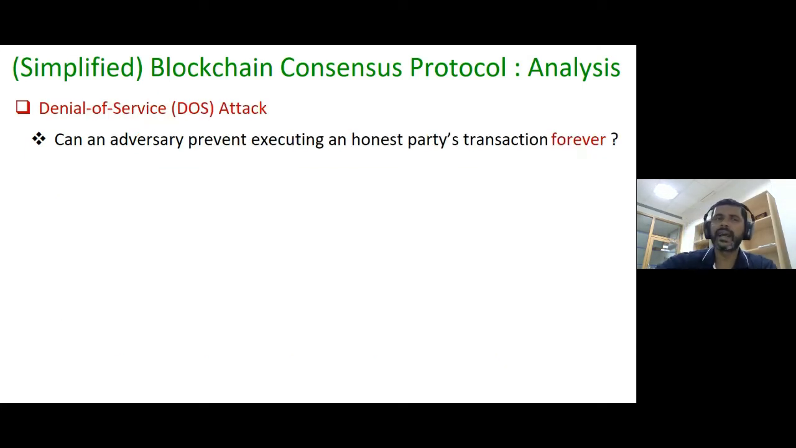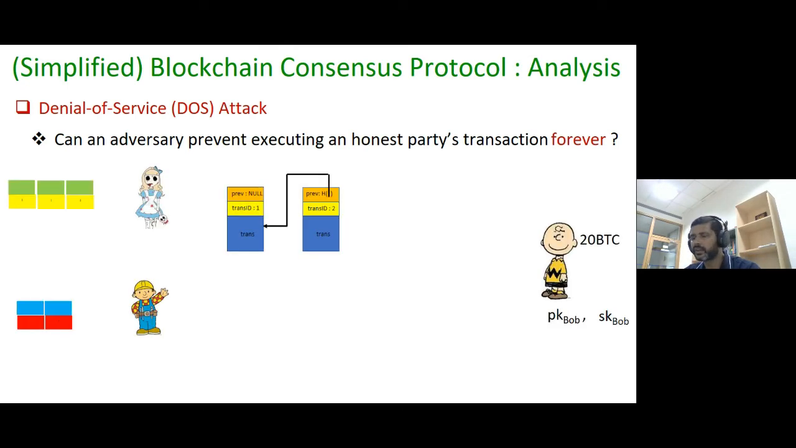Let's see a denial of service attack. Is it possible that an adversary prevents an honest party's transaction forever? That means even though I want to pay someone some money, my transaction never gets approved by anyone. Will I encounter such a situation? That will be a denial of service attack.